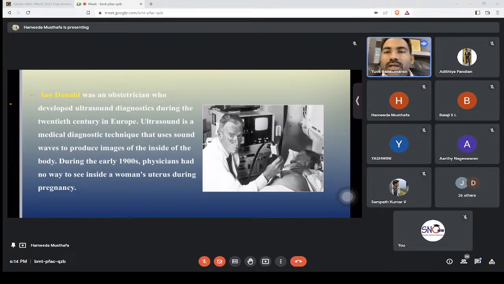So who discovered ultrasound? Ultrasound was discovered by Ian Donald. He was an obstetrician who developed ultrasound diagnostics during the 20th century in Europe. Ultrasound is a medical diagnostic technique that uses sound waves to produce images to look inside the body. In the early 1900s, we could not see how the fetus is present inside the womb. Now we can see everything. So that is the use of ultrasound. So Ian Donald discovered the ultrasound.